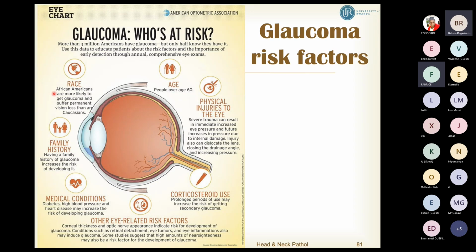So who is at risk, or what are the risk factors for it? Many have been mentioned. There is race, African Americans. It has been observed that they get it more than Caucasians, the whites. Family history: having a family history of glaucoma increases the risk of developing it. And there are other medical conditions such as diabetes, high blood pressure or hypertension, and heart disease. Also, they increase that risk.